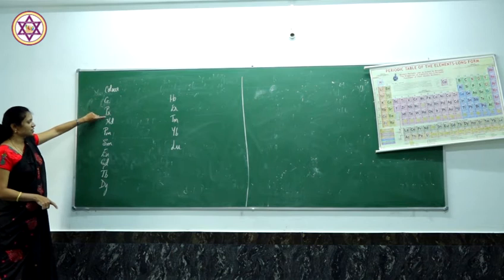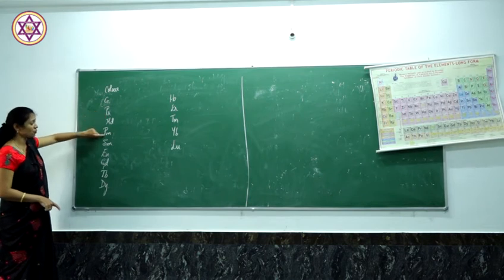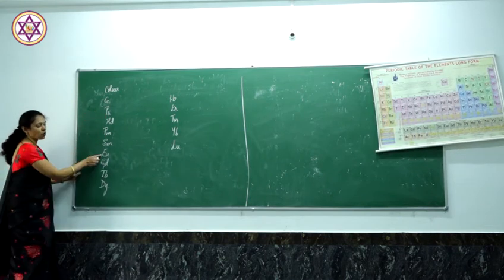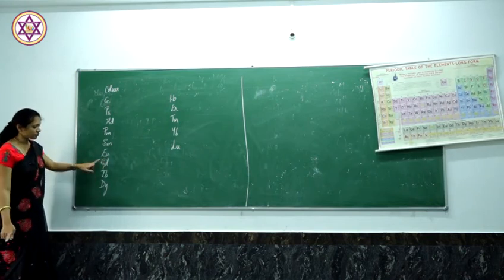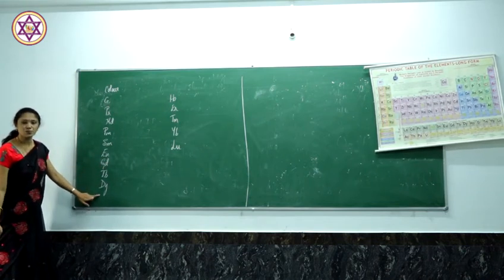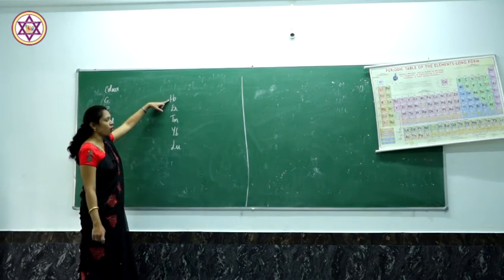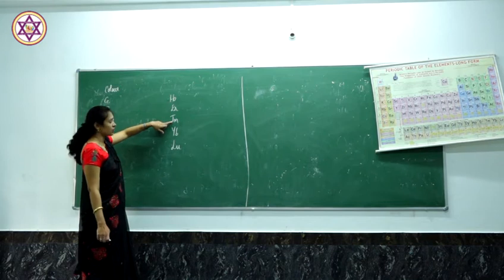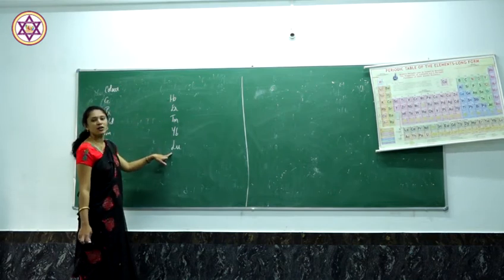Cerium, praseodymium, neodymium, promethium, samarium, europium. Good things are dying: gadolinium, terbium, dysprosium. Hope this year time: holmium, erbium, thulium, and you will look: ytterbium and lutetium.